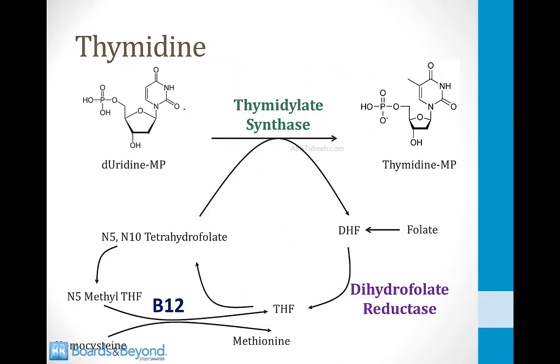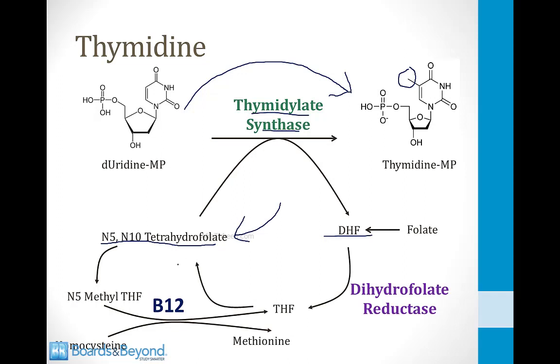What we want to do is convert uridine into thymidine via the enzyme thymidylate synthase. This involves addition of 1 carbon to a molecule of uridine monophosphate. The source of that 1 carbon is the structure N5N10 tetrahydrofolate. When it donates that carbon group, it becomes dihydrofolate, and therefore dihydrofolate must be regenerated back into N5N10 tetrahydrofolate.